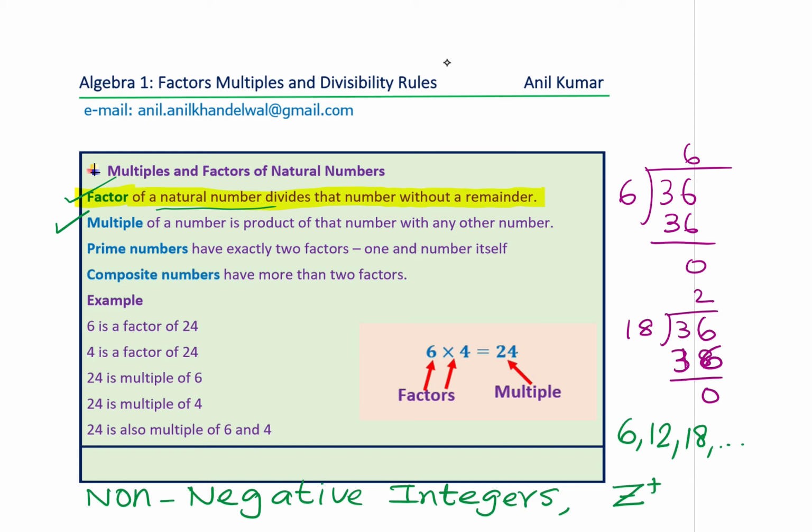Okay, now let's talk about prime numbers. What are prime numbers? It may be a new term sometimes, right? Prime numbers have exactly two factors, one and the number itself. So a prime number is a special number which has only two factors. For 36, we had 9 factors, correct? Now, can you tell me some numbers which have only two factors?